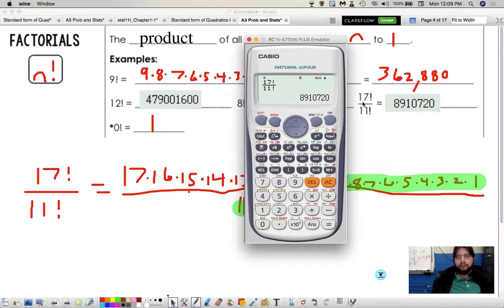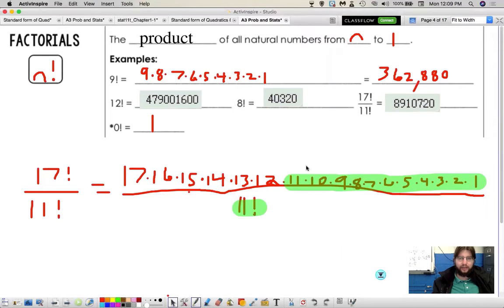All right, so for the calculator, it doesn't make much of a difference, but if you had to do this by hand, it would definitely save you a lot of time if you just thought about it as canceling. Also on the ACT, I think I've seen it this way a few times. They might have like 17 factorial divided by 15 factorial, so you just have to do 17 times 16. Again, use a calculator if you've got it.